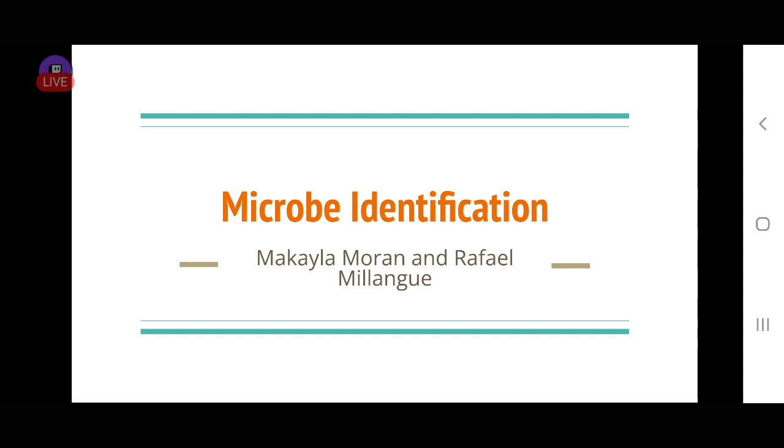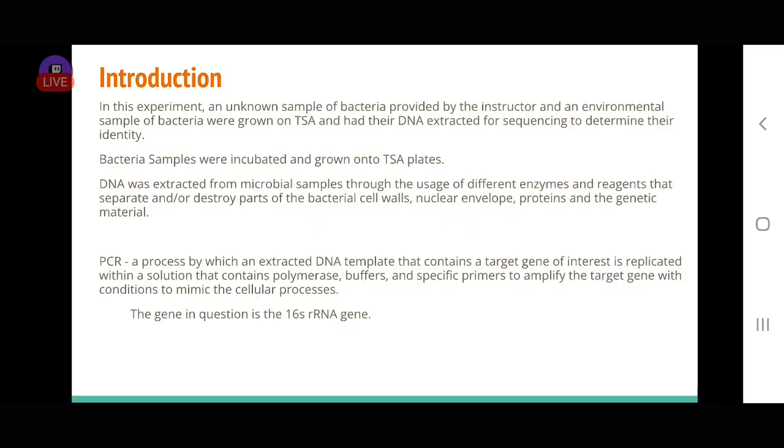This is the microbe identification project from General Genetics Lab, made by Michaela Moran and Raphael Milangi. In this experiment, an unknown sample of bacteria provided by the instructor and an environmental sample of bacteria were cultured on TSA plates and had their DNA extracted for sequencing to determine their identity.